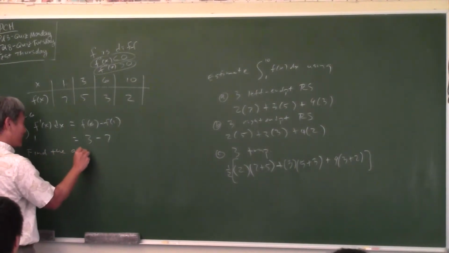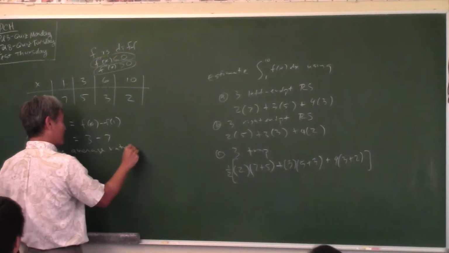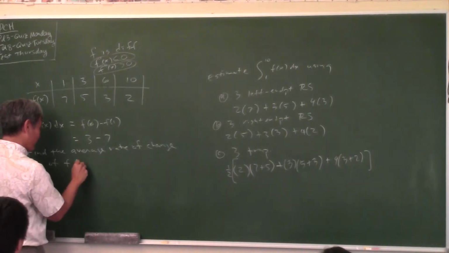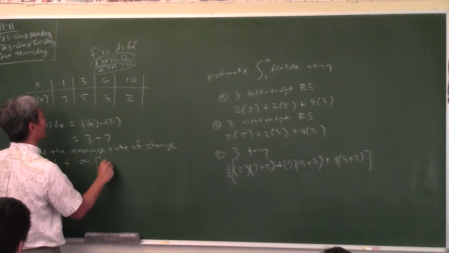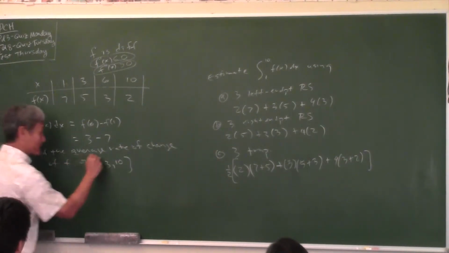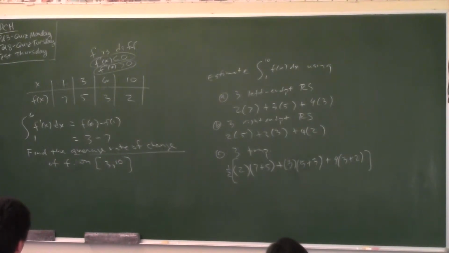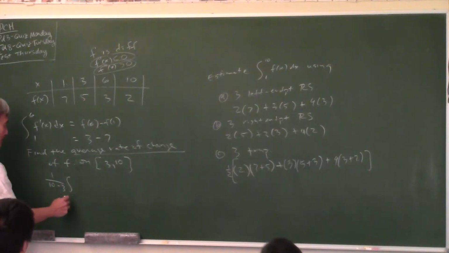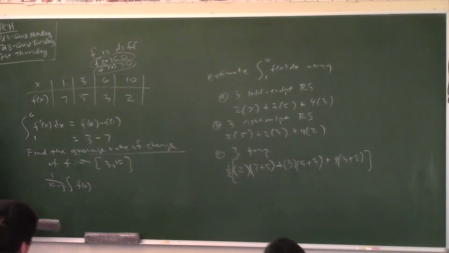Find the average rate of change of f on the interval from 3 to 10. Whose turn is it? How do you find the average rate of change? 1 over b minus a times the integral of f of x. Okay, then that's wrong already.